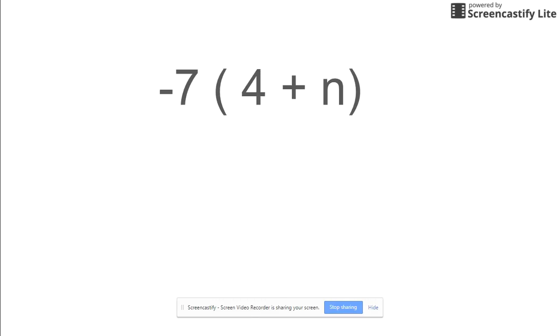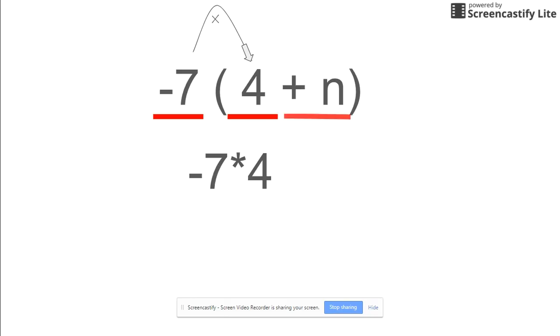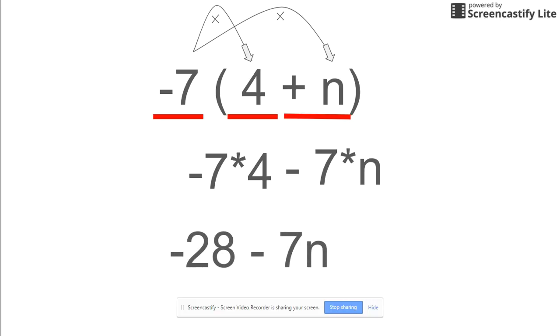Our next example is -7, parentheses, 4 plus n, end of parentheses. So do the first hump. In the first hump, we're going to take that as a -7. Always take the signs before those numbers, and a positive 4. So -7 times 4. Our second hump, we're going to again take -7 times that positive n. -7 times positive 1n is a -7n. Now let's simplify this. -7 times 4 is -28, and -7 times n is just -7n. Your simplified answer using the distributive property is -28 minus 7n.